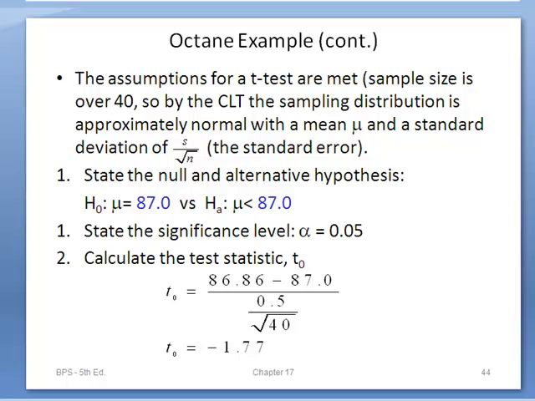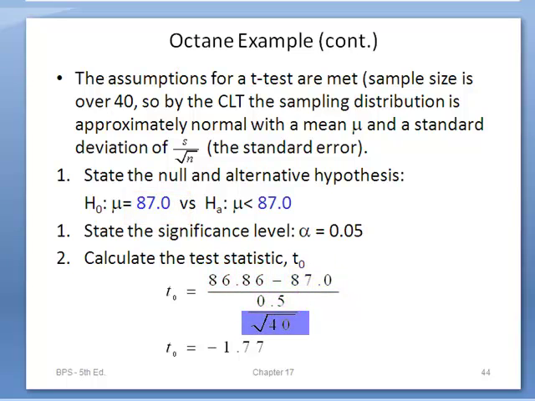So we're going to state the null and alternative hypothesis. The manufacturer claims that their gas has 87.0 octane, whereas the consumer advocacy group says that it's a little less than that. The significance level at which this test is done is 0.05, given in the wording of the actual problem. The first thing that we're going to do is calculate the test statistic. Remember, it's x bar minus mu naught over s divided by the square root of n.